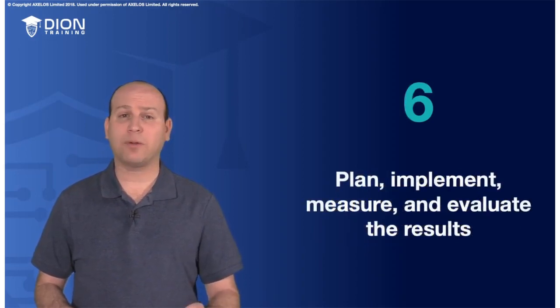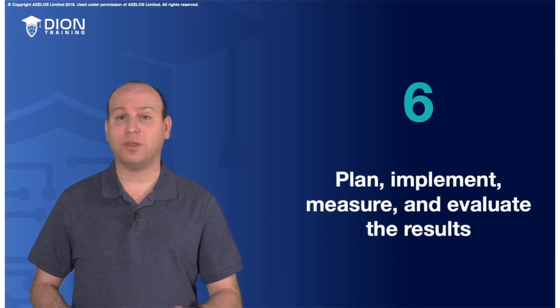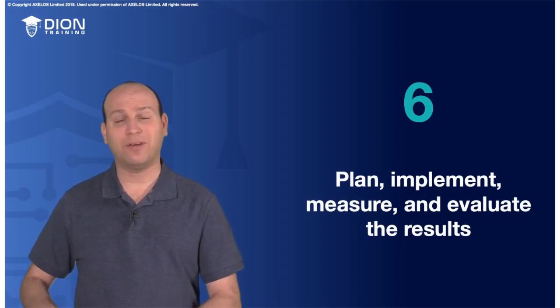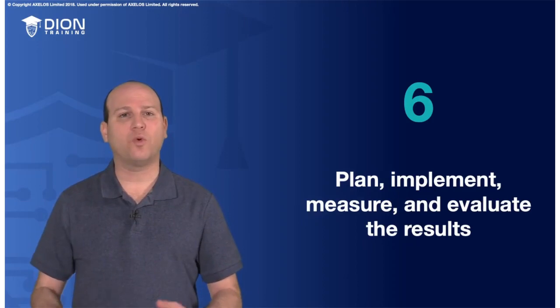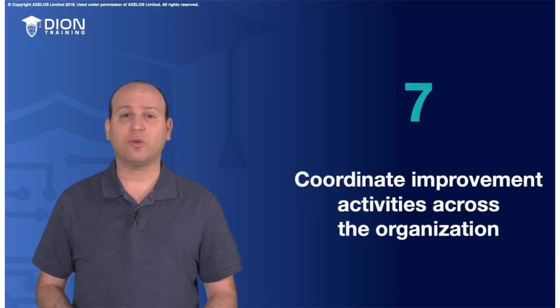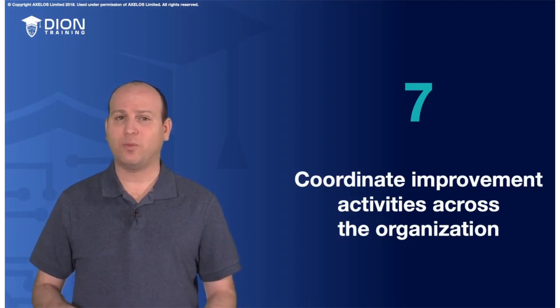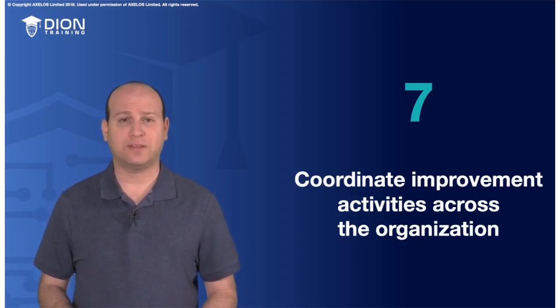Next, we want to think about how we're going to plan and implement those improvements, and we want to figure out how we're going to measure and evaluate the improvements and the results of those improvements. Again, we've talked a lot about this when we talked about the continual improvement model in the last section of the course. This is just the formal practice that is going to work that model. And we also want to make sure we're coordinating our improvement activities across the organization. Remember, we want to think holistically and act widely across the organization for the best improvements.